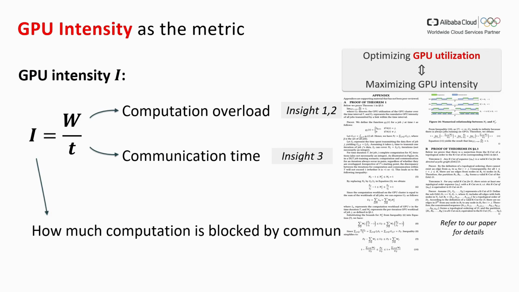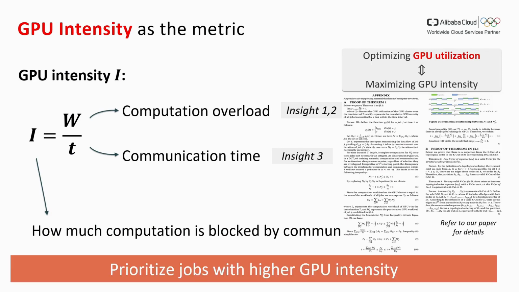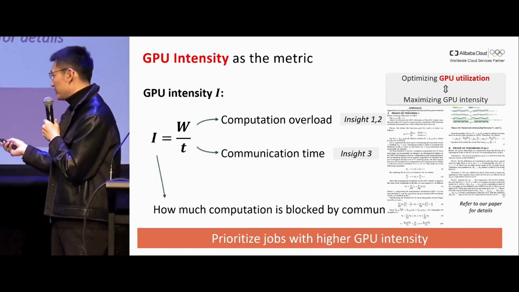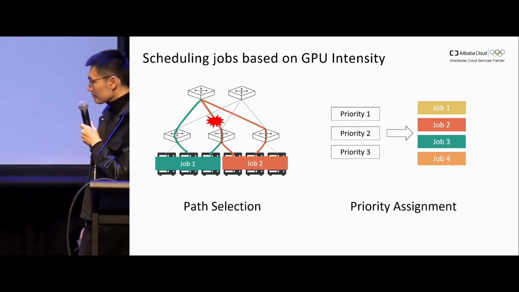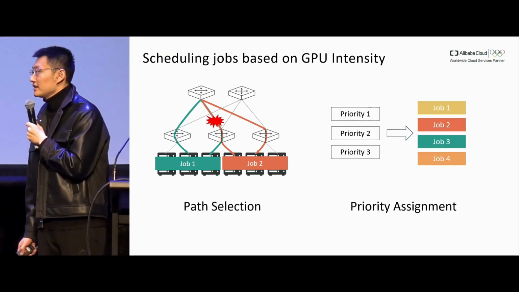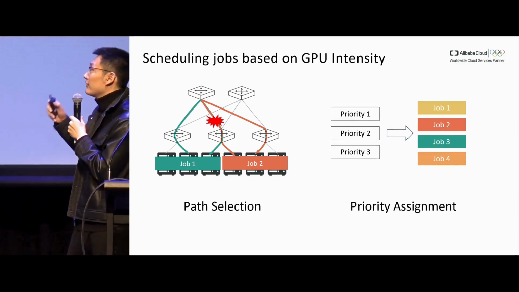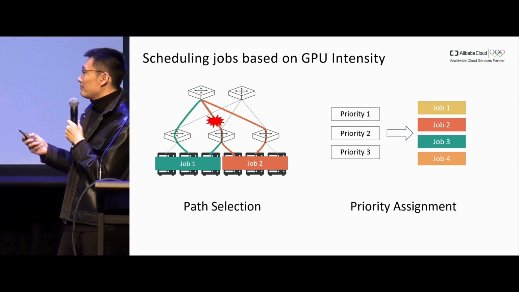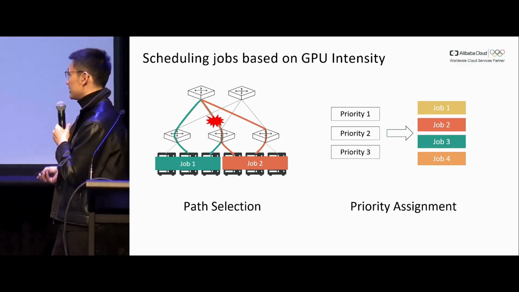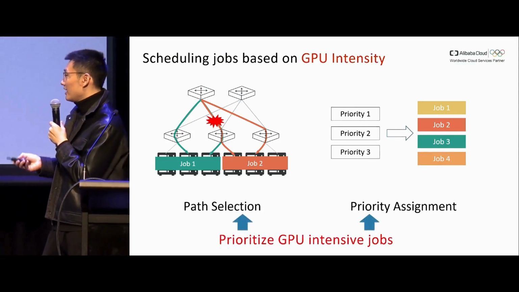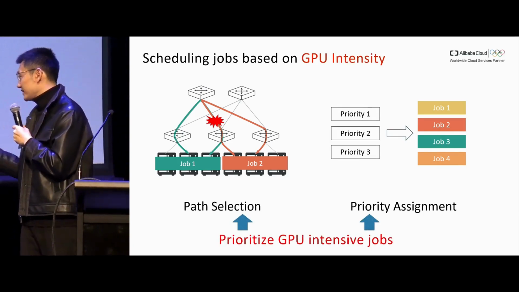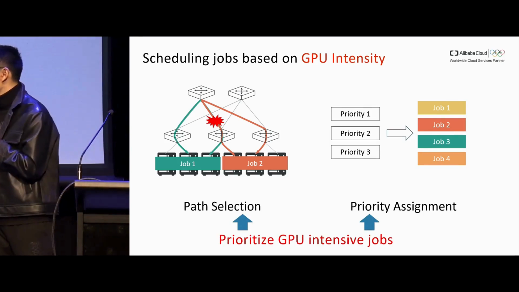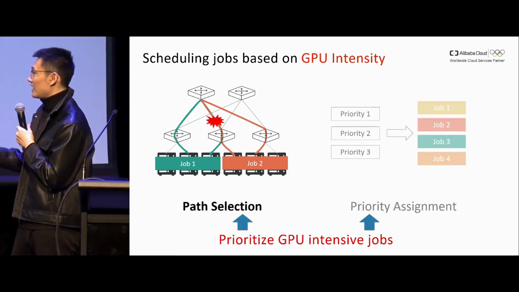So based on GPU intensity, our key idea is to prioritize jobs with higher GPU intensity. In production GPU clusters, flow scheduling is usually achieved by path selection and priority assignment. So now I'll introduce the challenges and our solutions to prioritize GPU-intensive jobs in both aspects. Now let's dive into the path selection.